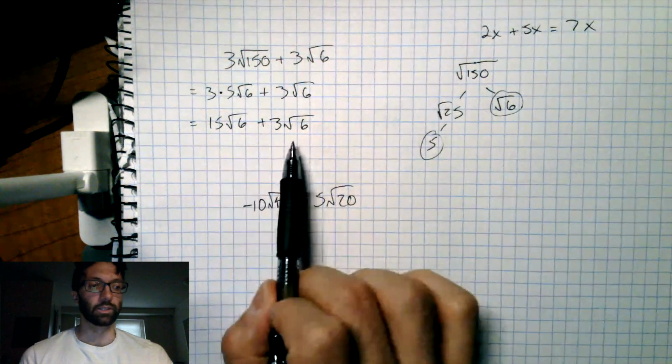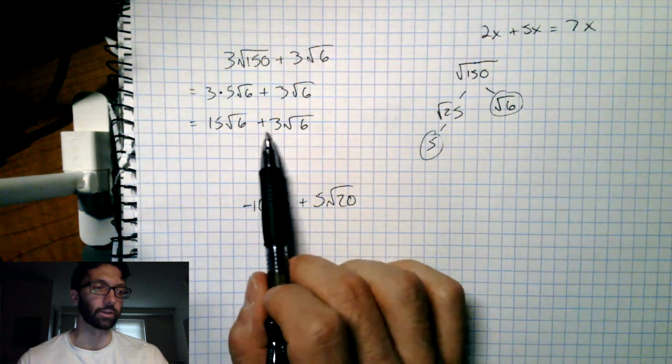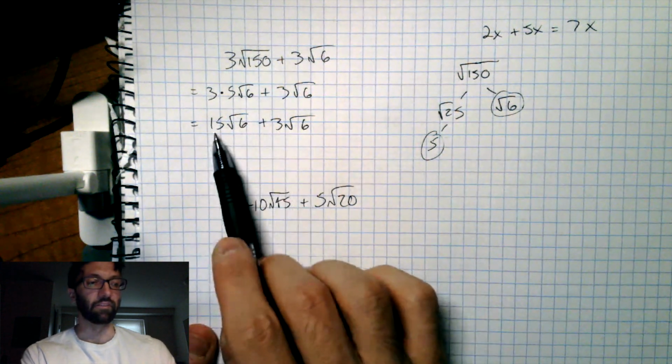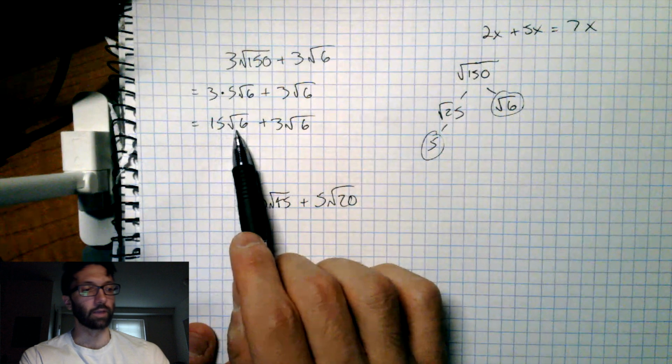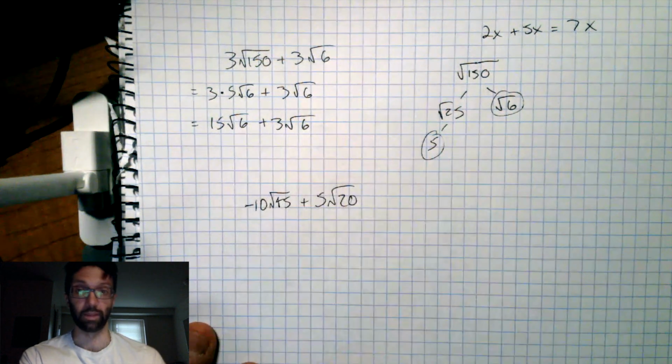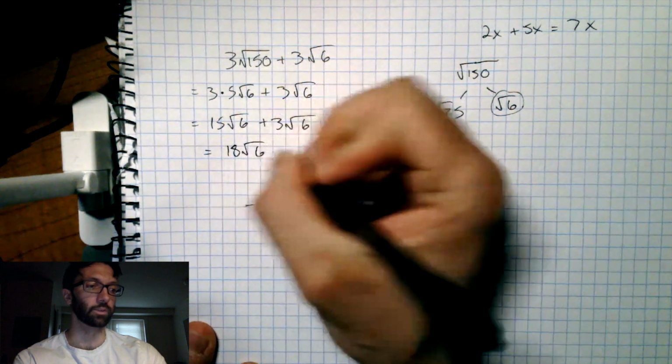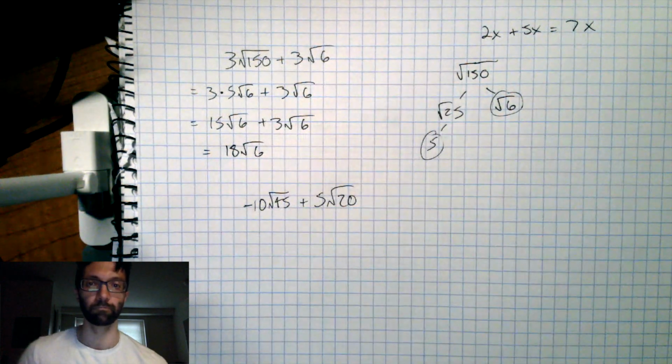And now, as you can see, we have quote unquote like terms. I have the radicals match here. So if I have 15 root 6's and I'm adding 3 root 6's to that 15 root 6, well then I end up with 18 root 6. Okay?